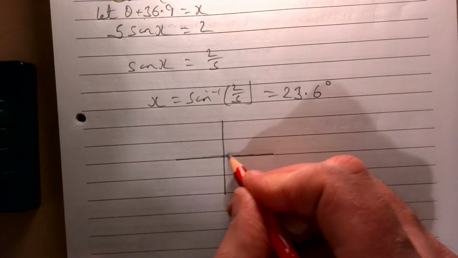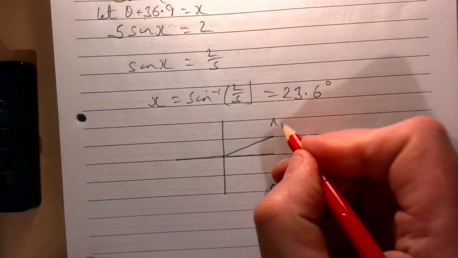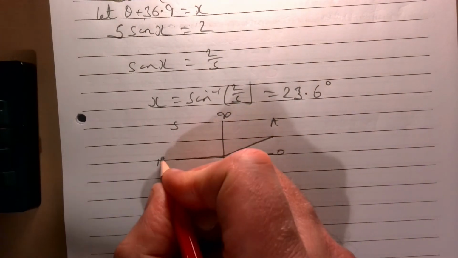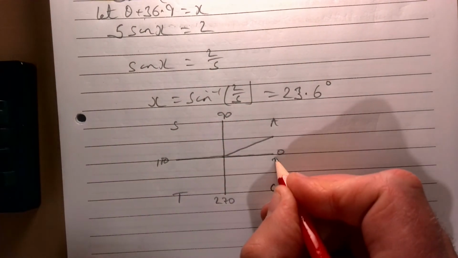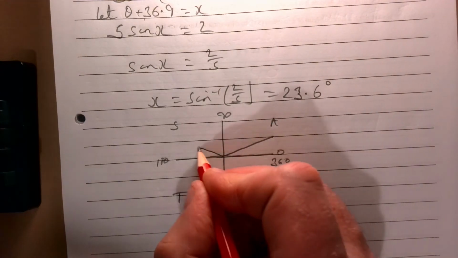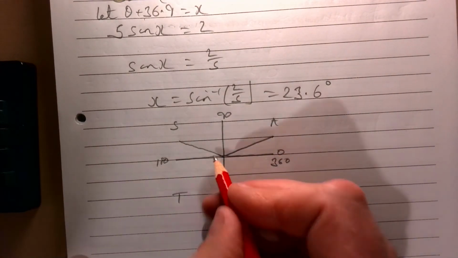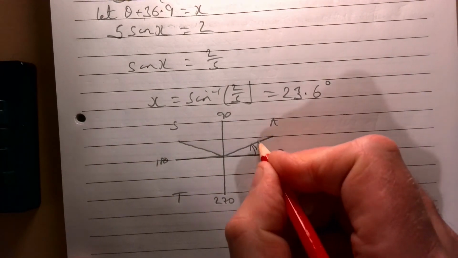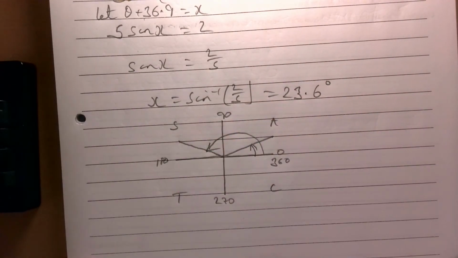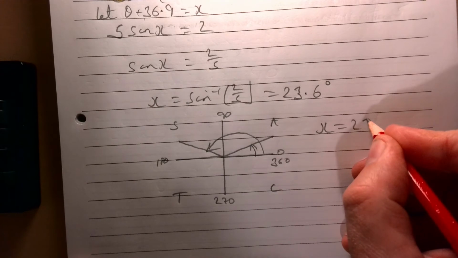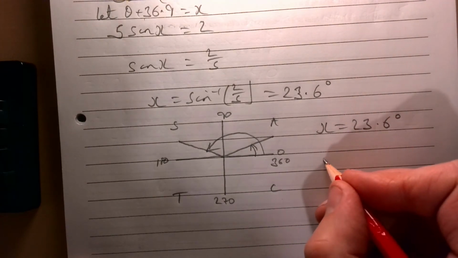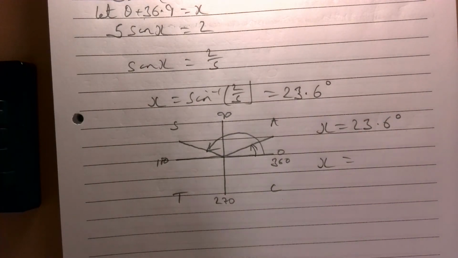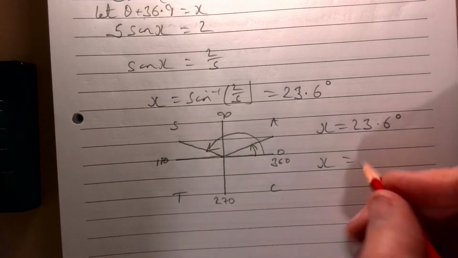So let's look at our CAST diagram here. Need to be careful here, but that's alright. So we're going to go C, A, S, and T, 0, 90, 180, 270, 360. So one of our angles is this, and one of our angles then is that. So our value for x is 23.6 degrees, and our other value for x is 180 take away 23.6, which gives us 156.4.